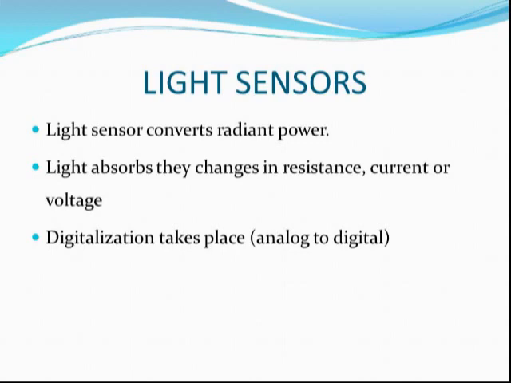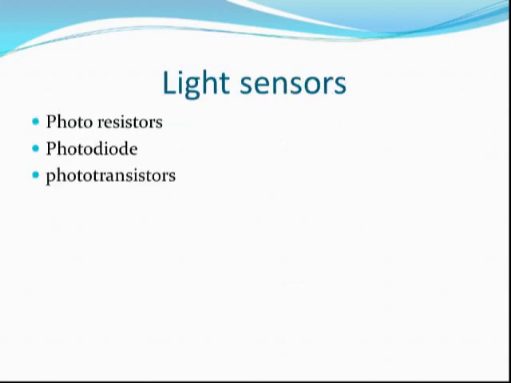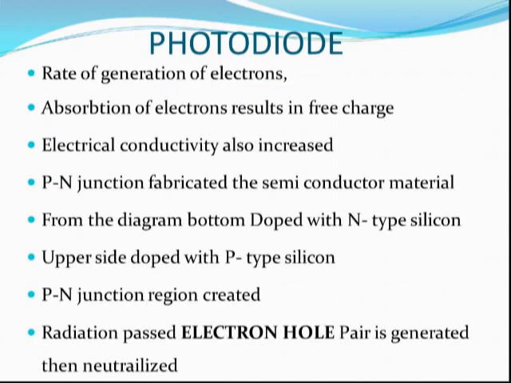So digitalization takes place. What is meant by digitalization? The signal is converted from analog into digital form. So it is known as digitalization. Light sensors can be categorized as photoresistors, photodiodes, and phototransistors. So we want to see them one by one.